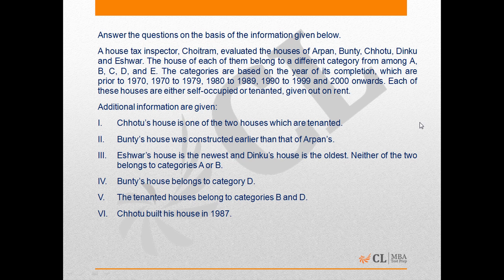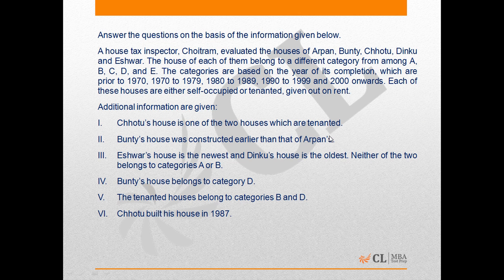So there are three different attributes, and these are the category of houses, their year of construction, based on which the category is decided, and whether the houses are self-occupied or tenanted.